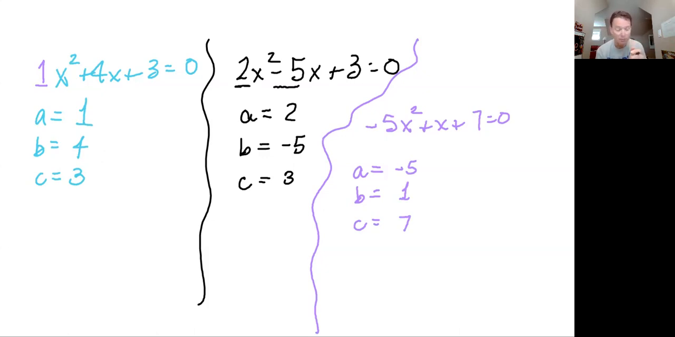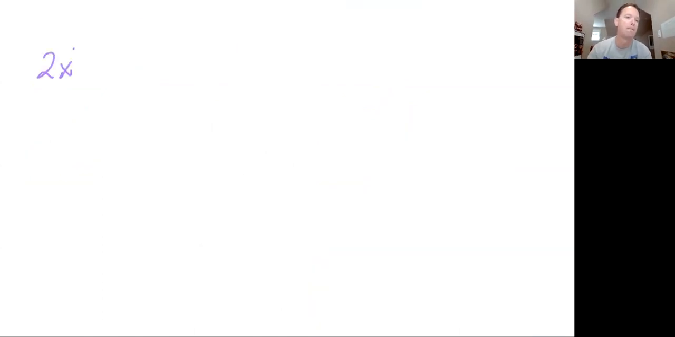But what I want to do is actually solve one of these. And I'm going to pick this one right here, this one in the middle, and we're going to use the quadratic formula to solve this. I think just by looking at this it could be factored, but we're going to do it like we didn't know that. So let me write this again. We have 2x squared minus 5x plus 3 equals 0. And I know that A equals 2, B equals minus 5, and C equals 3.